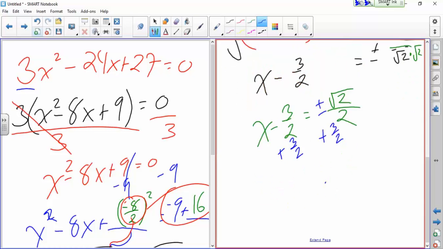So now I've got x is equal to 3 over 2 plus or minus root 2 over 2. Do they have a common denominator? Yeah. Because they have a common denominator, I've got 3 plus or minus the root of 2, all over 2. Is that making sense? Yeah? So x equals 3 plus the root of 2 over 2, and 3 minus the root of 2 over 2.